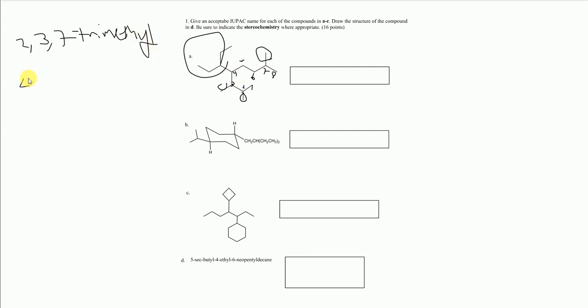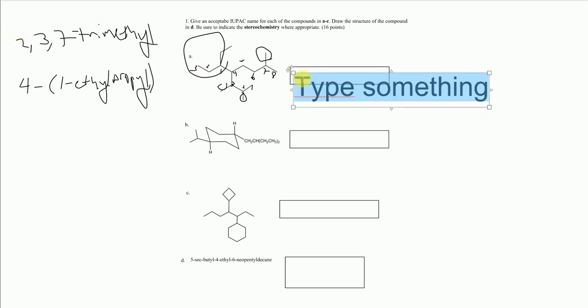Okay, and then on 4, what do I have? I have off of 4, I have a 1, 2, 3, right? So this is an ethyl, and this is a propyl. So the propyl is going to be the parent chain for the substituent, and the ethyl group is going to be coming off. So I have 4, and it's coming off of 1, 2, 3. So it's 4, 1 ethyl propyl.